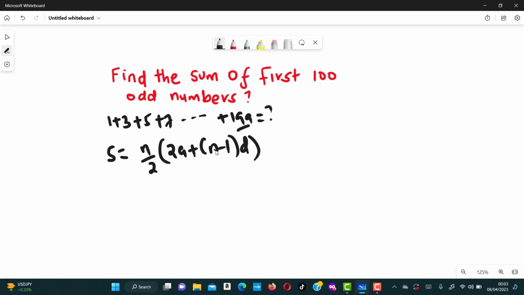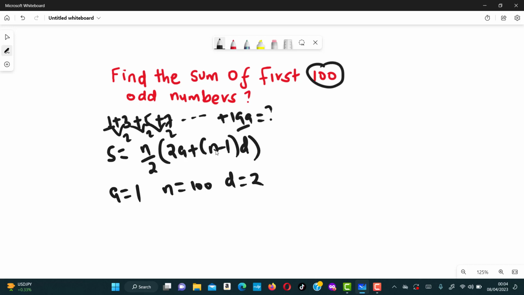So here, a will be 1, which is the first term. n is the number of terms. We are adding 100 odd numbers. d is the common difference. Between 1 and 3 we have got 2. Between 3 and 5 we have got 2. Between 5 and 7 we have got 2. So the common difference between the odd numbers is 2.